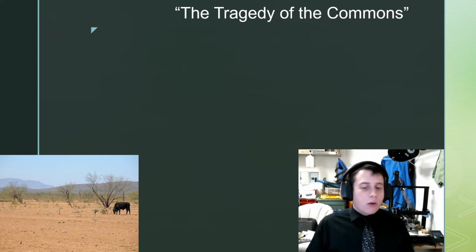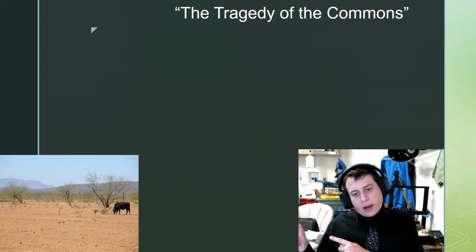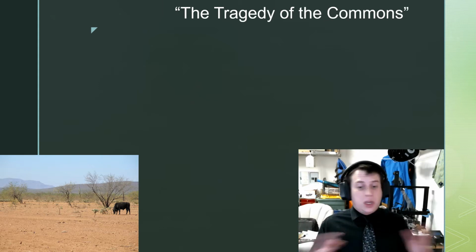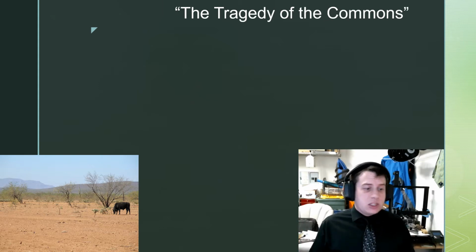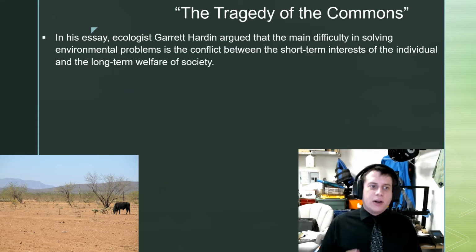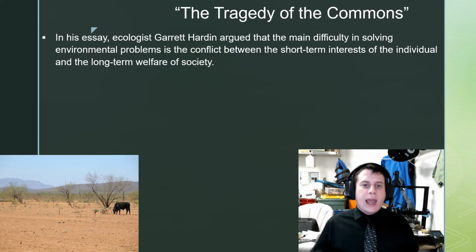So if you look over in the corner over there, what you'll see is a picture of a field. Looks pretty barren. It's bare grass, and you get this cow desperately trying to find some food. And that actually pertains to this. I'm going to show you how. The idea of the tragedy of the commons comes from Garrett Hardin. All right, he argued that the main difficulty in solving environmental problems is the conflict between a short-term interest and a long-term welfare to society.